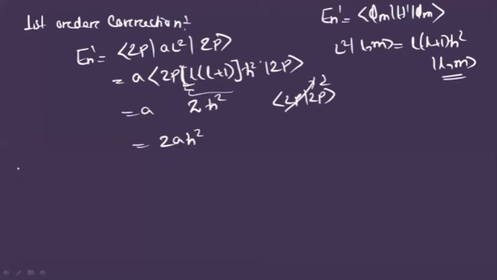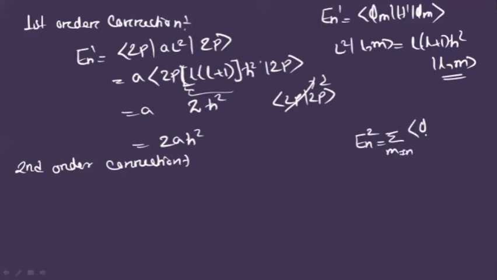Similarly, we will see for second order corrections. So the formula for second order correction is what? That is En2, the second order energy correction. It is the summation over m not equal to n, of the modulus square of phi m, the perturbed term (you can write it as anything), H prime, phi n, divided by En0 minus Em0.